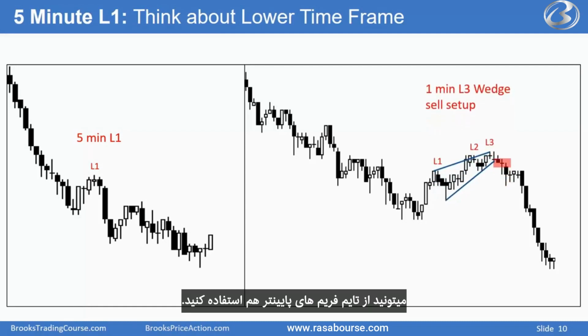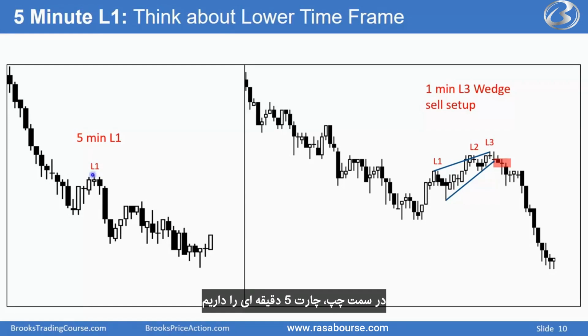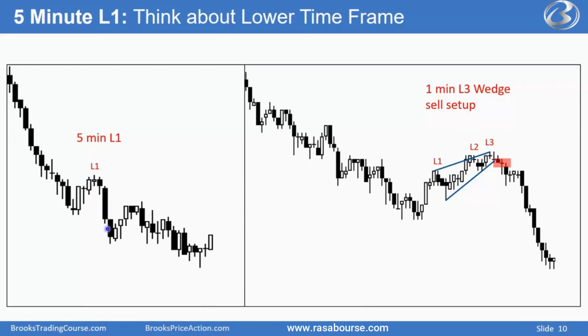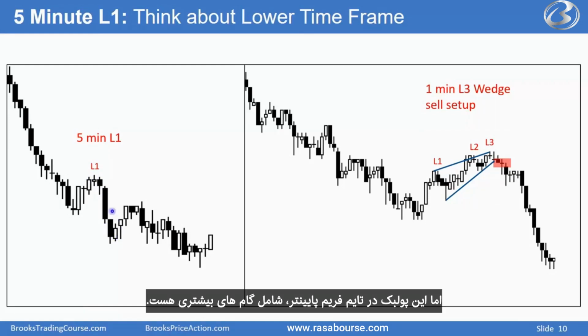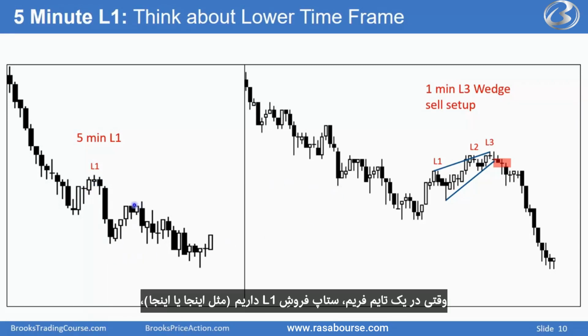You can also think about lower time frames as well. Here we have a 5-minute chart and a low 1 sell. It worked. But on a smaller time frame chart, it's probably a complex pullback. You can see this tail down here. So we went up on this bar, and then on this bar, the doji bar, we went down and up. And then we have another doji bar here, so probably down and up there as well. Whenever you see a low 1 short on one time frame, here or here, chances are it's going to be a complex pullback on a lower time frame.